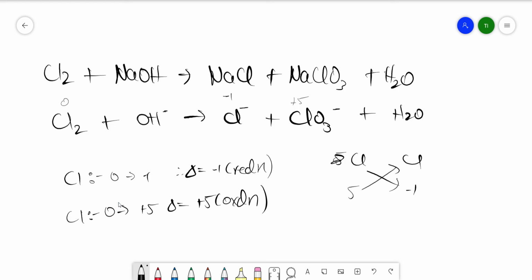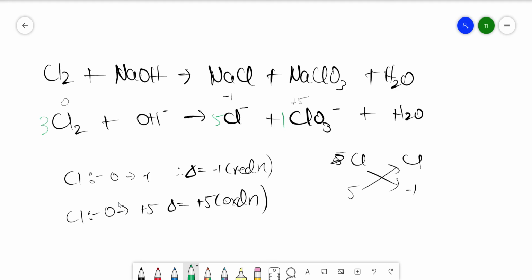So which exactly do you multiply? You see the Cl that has a minus 1, you multiply it with 5. Right? And the Cl that has 5, you multiply it with minus 1. So this remains as 1. Right? And now you balance the rest of the equation. So there's 5, 6, so 6 Cl. So 6 divided by 2, that's 3 Cl, right?